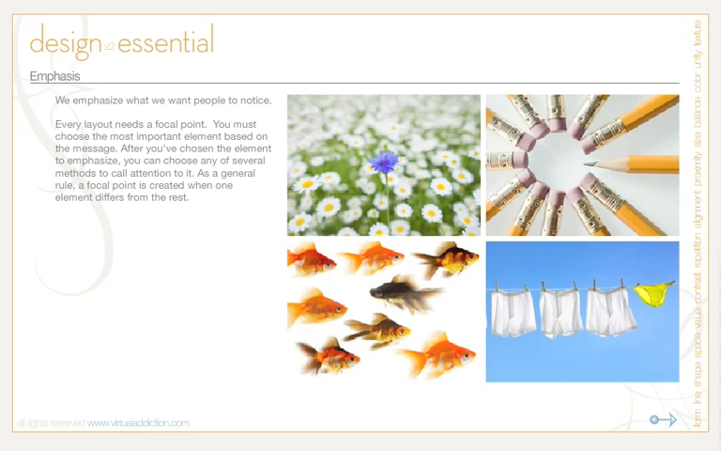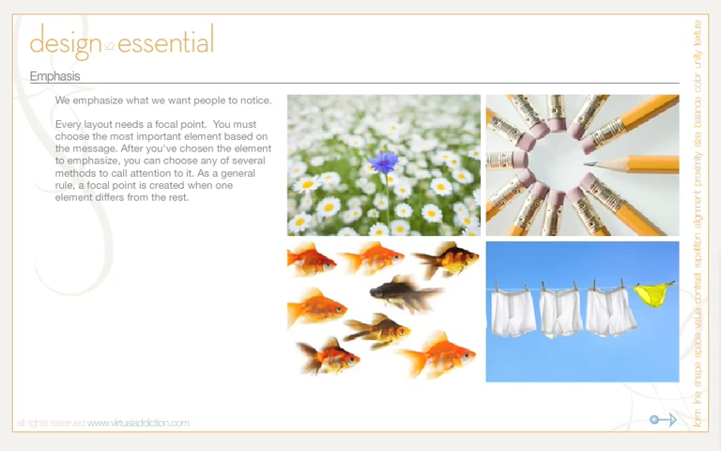After you've chosen the element to emphasize, you can choose any of several methods to call attention to it. As a general rule, a focal point is created when one element differs from the rest. In a layout where everything is vertical, a horizontal element will stand out. A horizontal picture with vertical columns of text, for instance. A small detailed illustration surrounded by a large area of flat color would form a focal point.